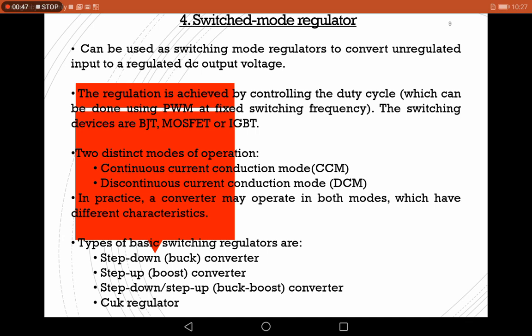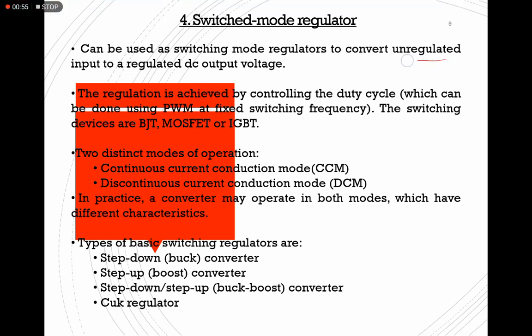The function for switch mode regulator will be similar to linear regulator, which is it will convert the unregulated input into a regulated DC output voltage. And the regulation we can have, the one that I mentioned previously, is either using a pulse generator or PWM control. For switch mode regulator, there are two main modes of operation.